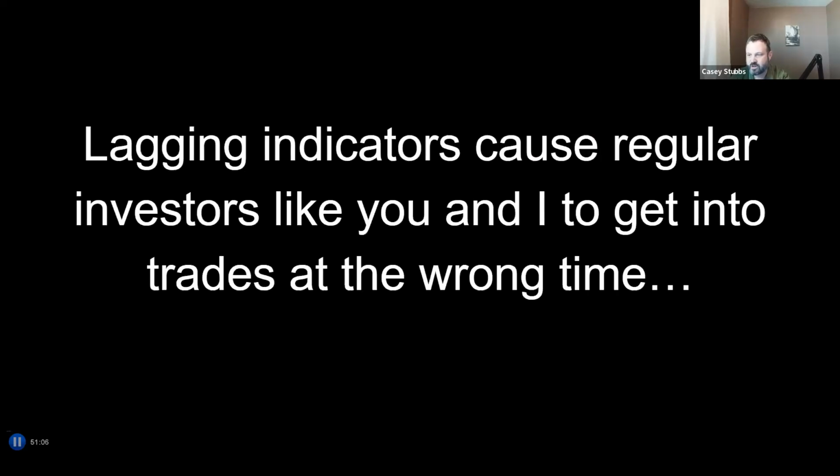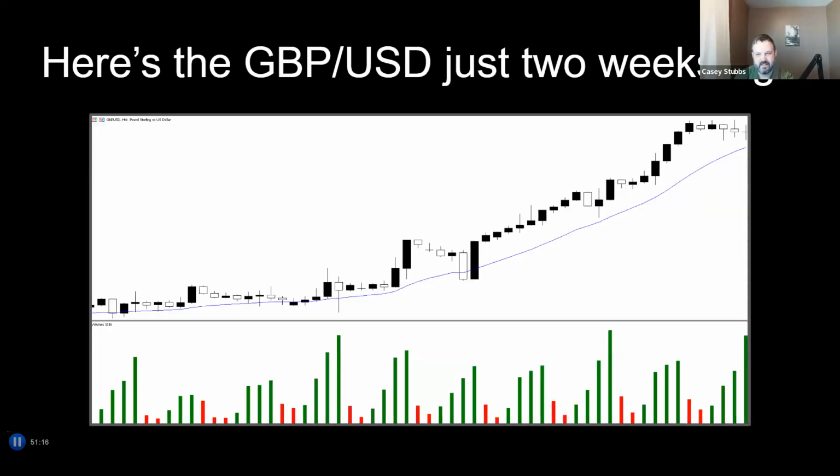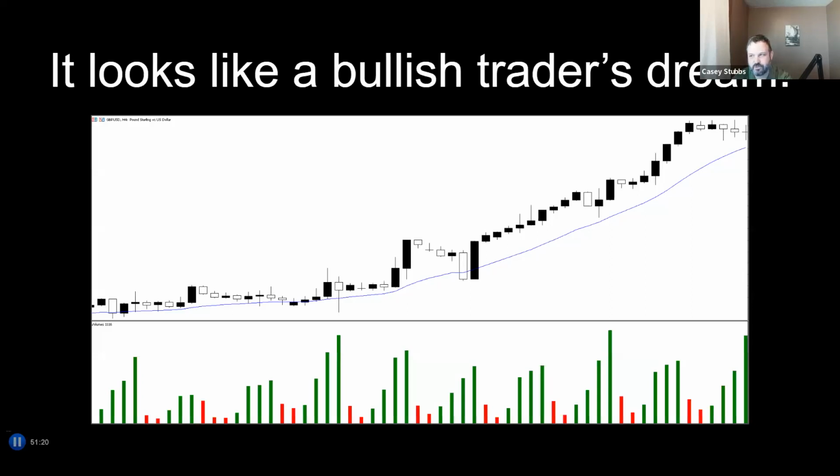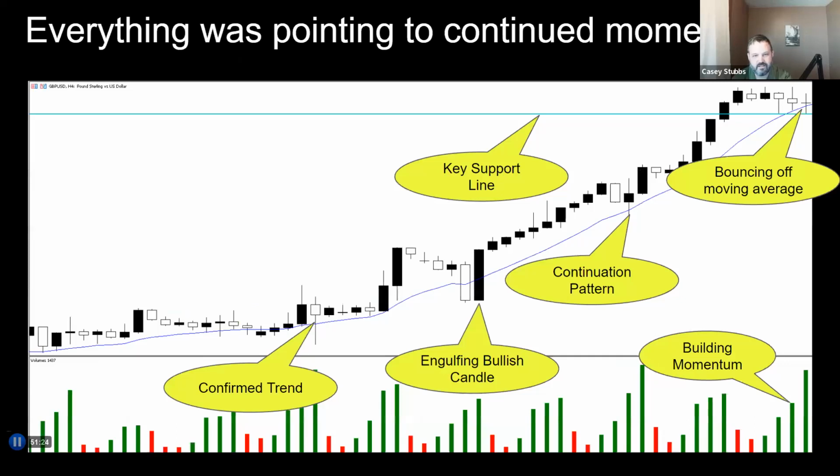Lagging indicators cause regular investors like you and me to get into the wrong trades at the wrong time. Let me show you what I mean. Here's the pound USD just 2 weeks ago. It looks like a bullish trader's dream. Everything pointed to continued momentum up.